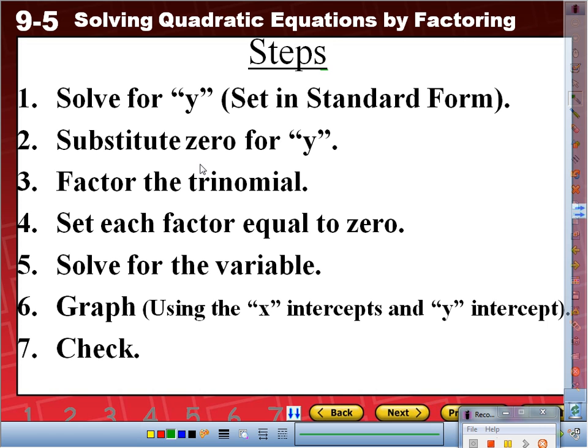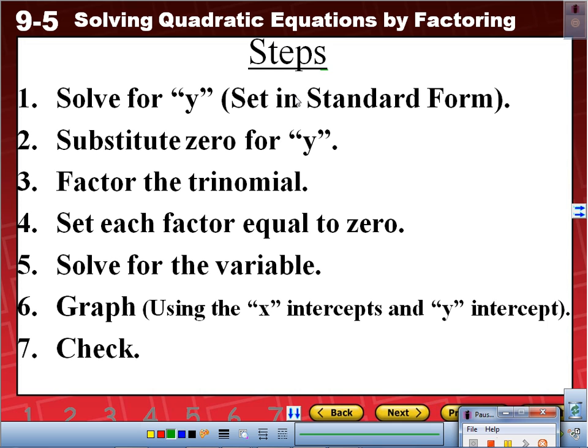Step 2, substitute 0 for y. Step 3, factor the trinomial. Step 4, set each factor equal to 0. Step 5, solve for the variable. Step 6, graph using the x-intercepts and the y-intercept. And 7, check. Copy those easy steps. Okay? So once again, 7 steps, and this is all to solve quadratic equations by factoring.